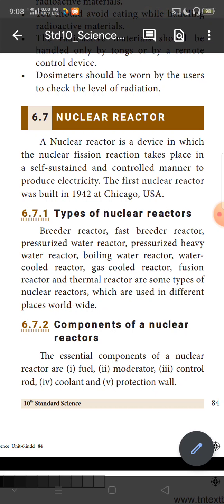A nuclear reactor is a device in which a nuclear fission reaction takes place in a self-sustained and controlled manner to produce electricity. The first nuclear reactor was built in 1942 at Chicago, USA.